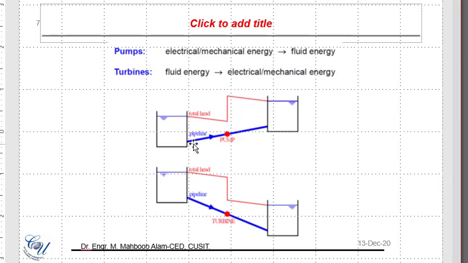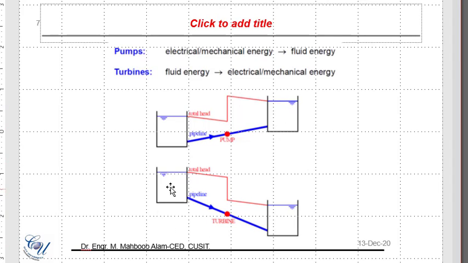Basically, if water is flowing into this pipeline, this pipe, we would be having losses in the system, frictional losses. The pump would increase the pressure of the fluid. The pressure would increase the total head. The total head would be able to transport water to the higher reservoir.